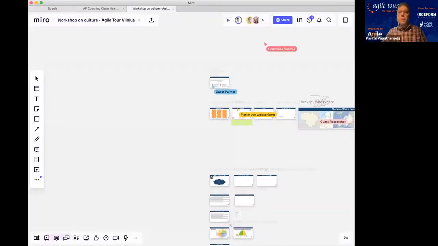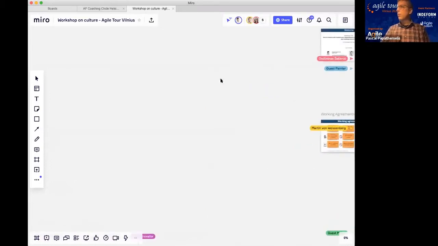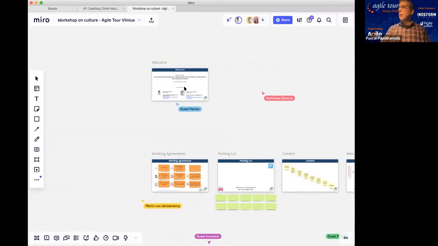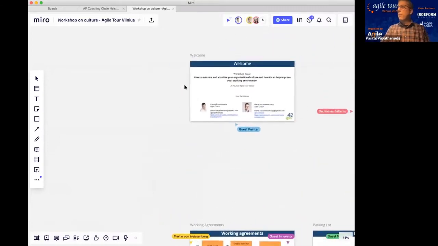Okay. Can you see my screen? Yes. Good. Works for me. I'll move the Zoom controls a bit out of the way. So we have this Miro board, and if I zoom in, we have the different frames.